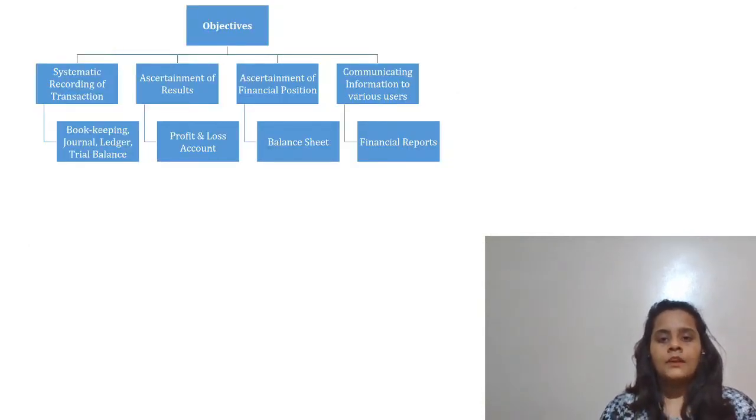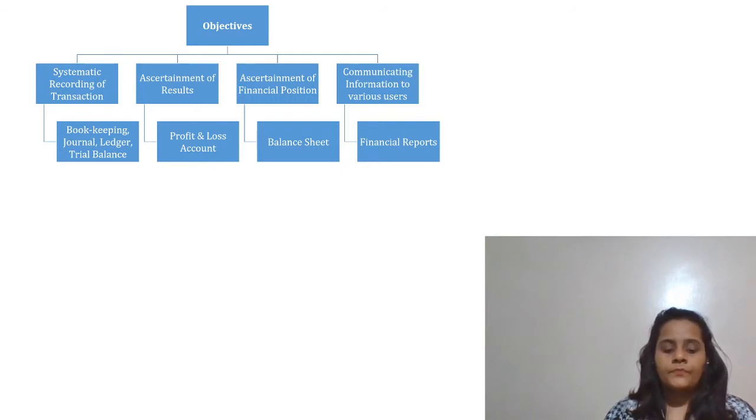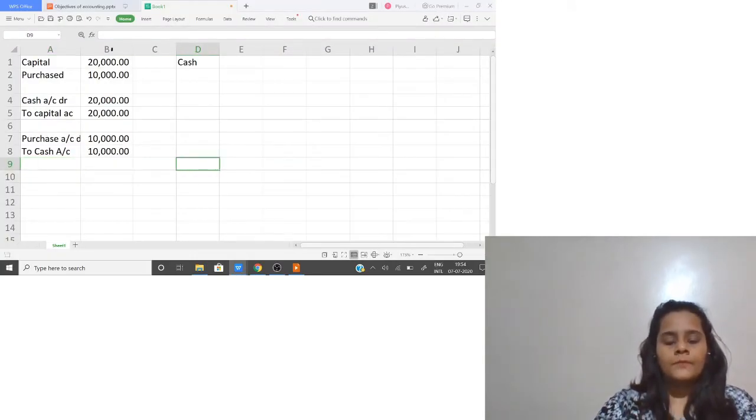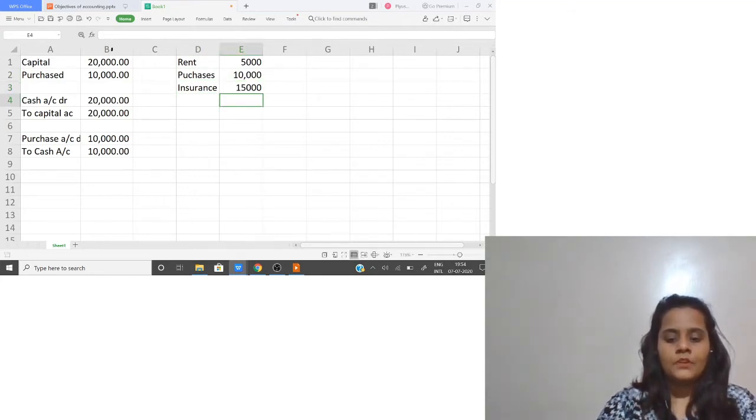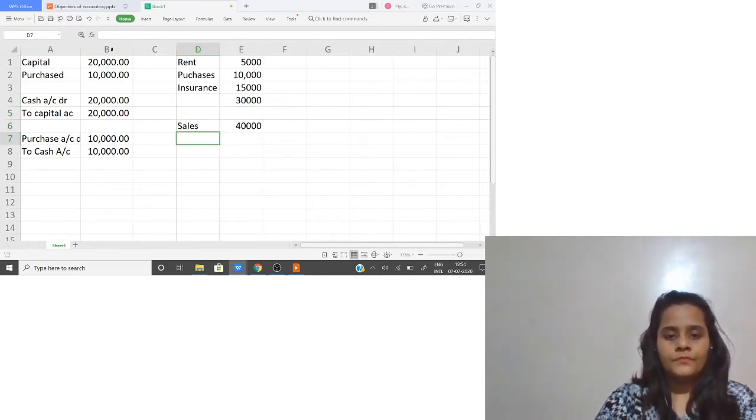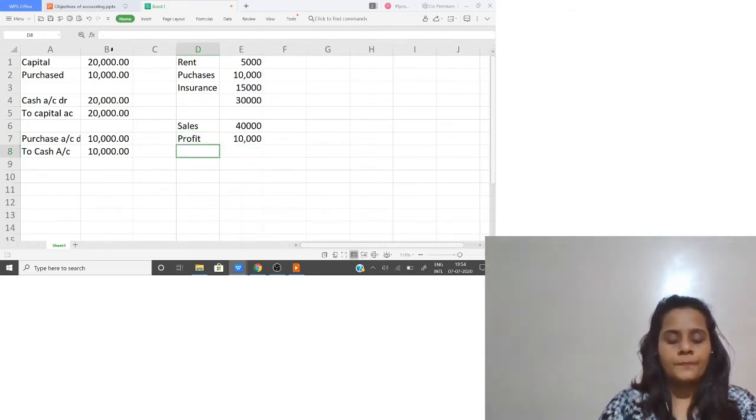The next is the ascertainment of results. Now suppose we have spent rent 5,000 rupees, purchases 10,000, insurance expense 15,000. These are my total expenses for the year and I have made sales of say 40,000. So my profit for the year will be 10,000.